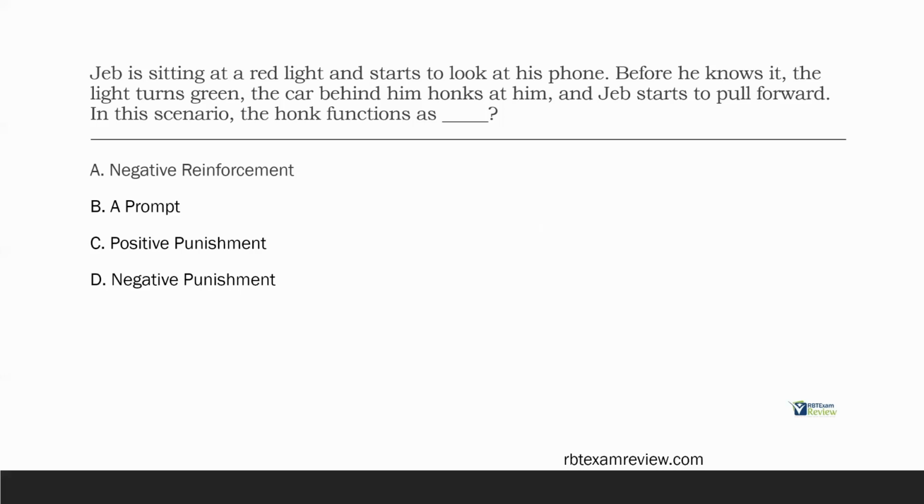Honking is an antecedent, so you could easily eliminate A, C, and D because they're consequences, but don't immediately jump there, okay? Try to really understand the concept of this question. Why is the car behind him a prompt, right? Why is that a prompt? That's how you should be thinking about it when you're studying, because when you get to the exam, you're going to fly through these questions, right? If you really understand the concepts, the test becomes very easy. So spend a little extra time, understand the technical pieces of this question, okay? And don't just try to eliminate answers off the bat.